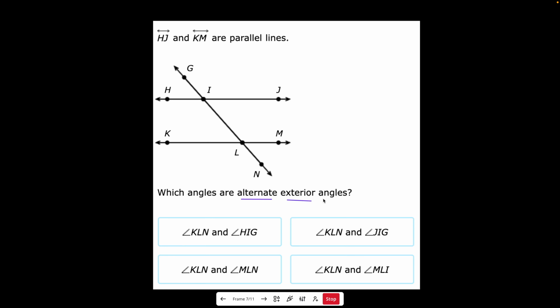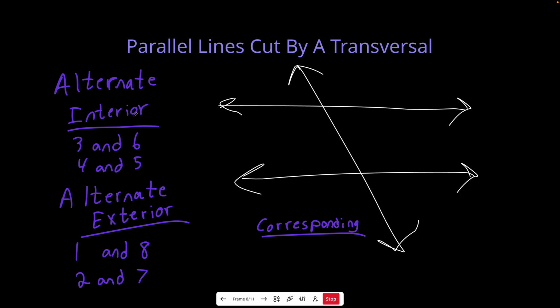Again, on this drawing, let's look at our answer choices. Same question, alternate exterior. KLN would be this corner. So now I know the alternate exterior would be this corner up here. So this is GIJ or JIG. And so here it is. JIG is the correct answer. Everything else is incorrect.